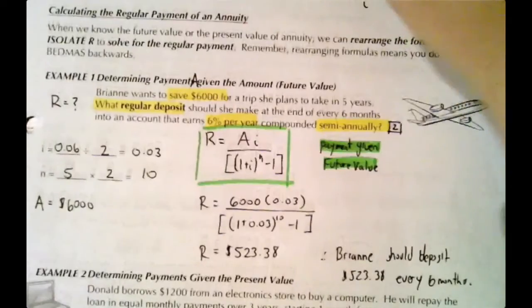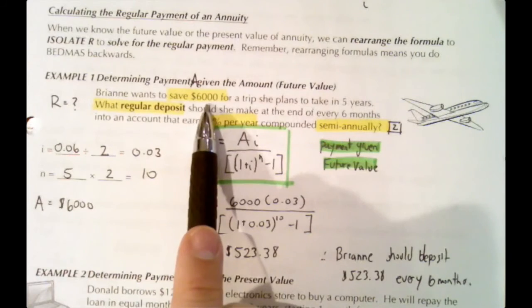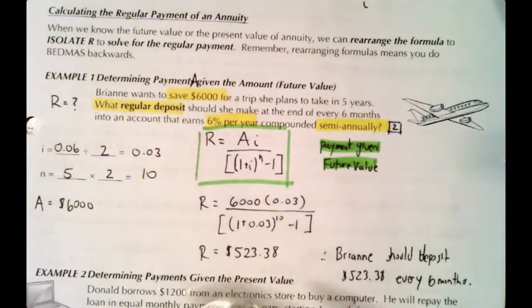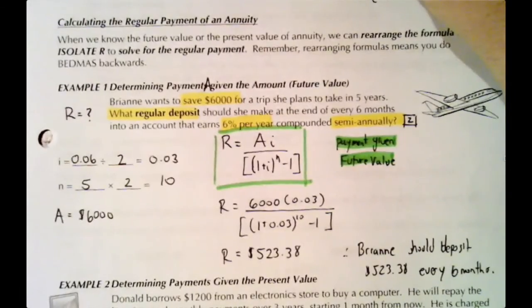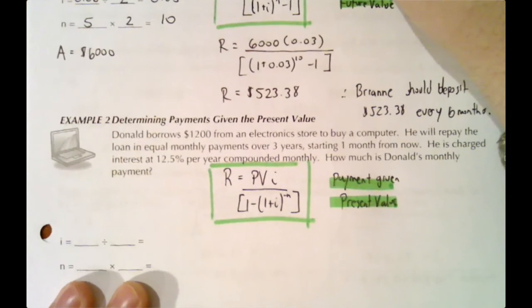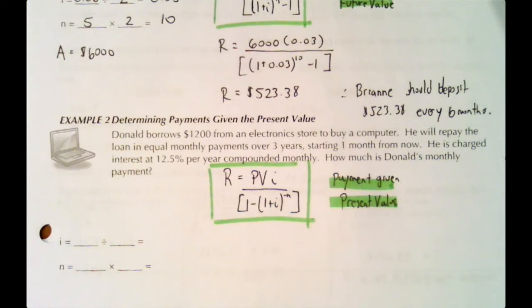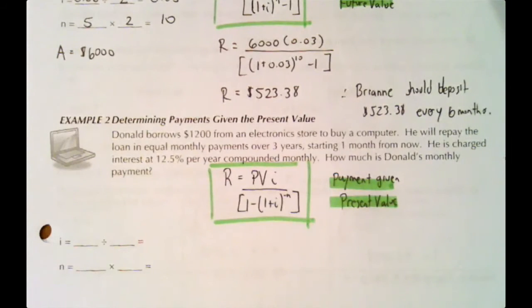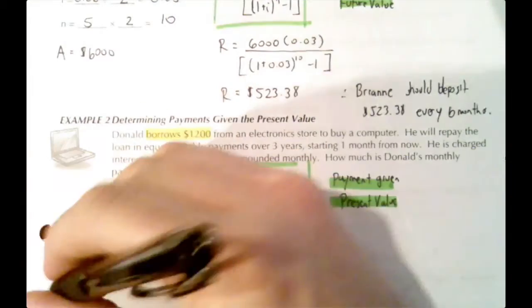The one we just did, Brianne wants to save $6,000 for a trip she plans to take in 5 years. 5 years from now, she needs the $6,000. Future value, this is a future value question. If you can figure out where the big amount of money is, it tells you which equation to use. So, back to our example 2. Donald borrows $1,200 from an electronics store. That's our PV. So let's highlight that.